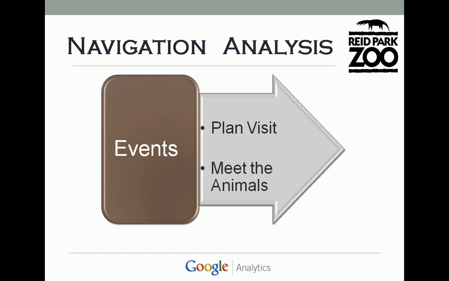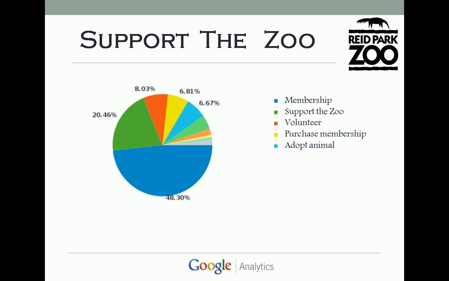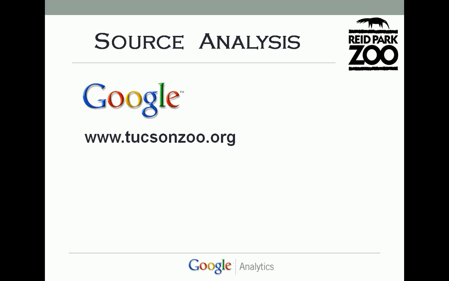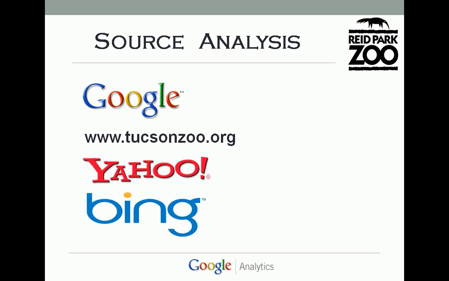The next page is Support the Zoo. This page aims at requesting help from visitors in various ways, like signing up for zoo membership, volunteer activities, animal adoption, and corporate sponsorship and donations. Analysis of people visiting this page indicates that the majority of the visitors sign up for memberships and then for volunteers. The source analysis of this page indicates that Google directs the majority of the traffic, next is the direct traffic, and then Yahoo and Bing follow.